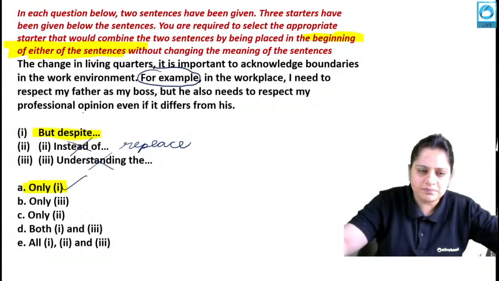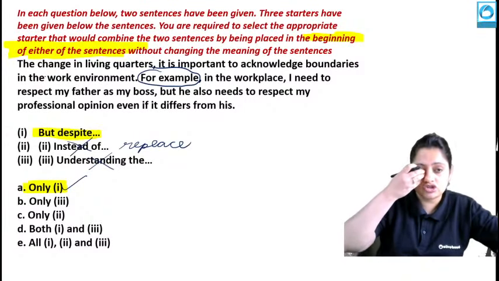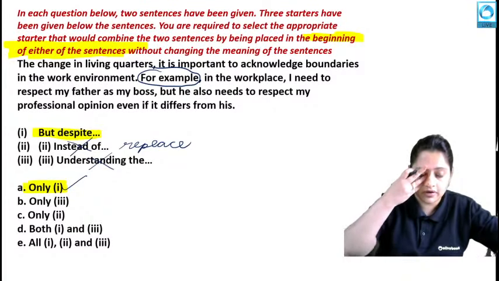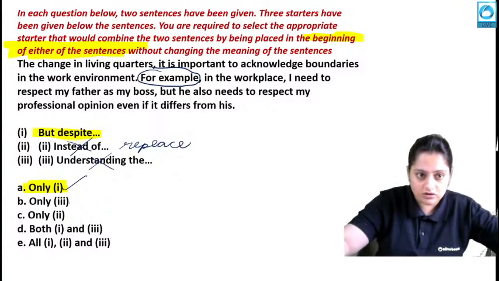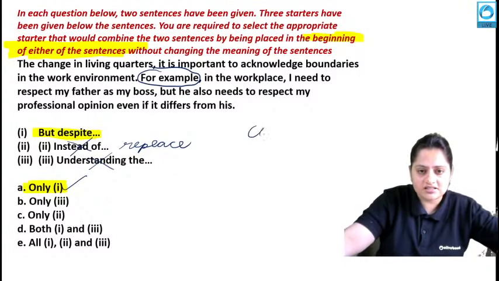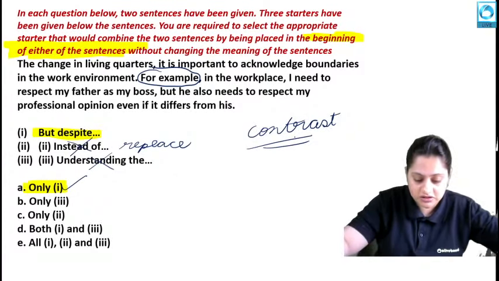Now based on the example, we don't have any other option. So how will you start is, despite the change in the quarters, it is important to accept the boundaries. Why not 3? 3 is not giving the contrast sense. We need some beginner phrase which is going to give contrast sense. 3 is not giving us the contrast sense.